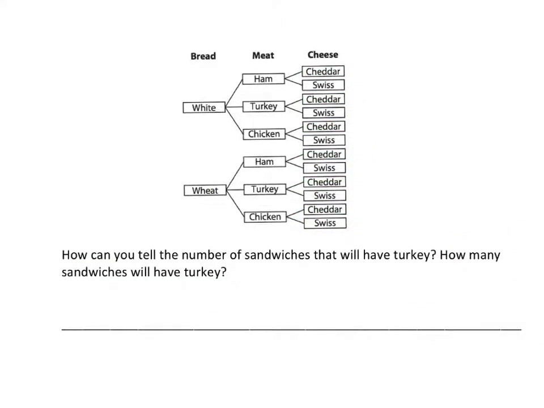The last question on the handout you have says, how can you tell the number of sandwiches that will have turkey? I'm going to highlight that important information. I want to know the number of sandwiches that have turkey. So that's important. I'm going to look where turkey is in the tree diagram. So it's in the center column. Turkey is a type of meat.